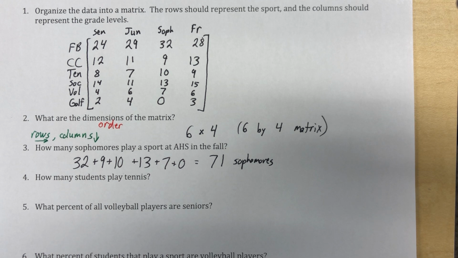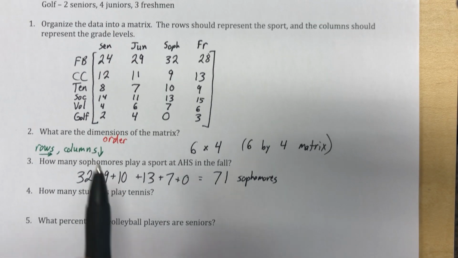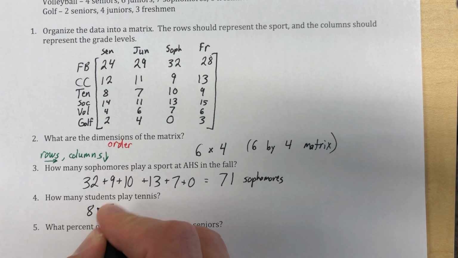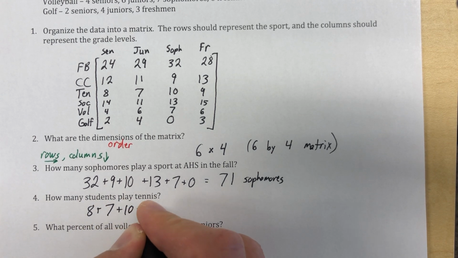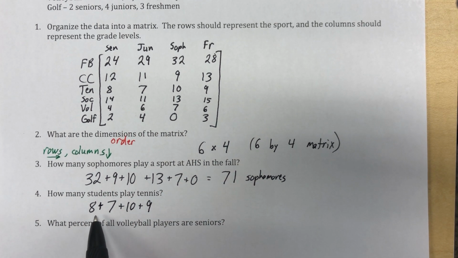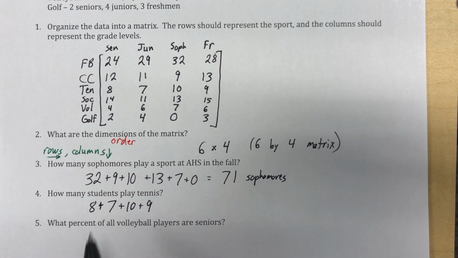Students, like Alma seniors, juniors, sophomores, and freshmen. So now I'm going to add up tennis. Tennis is 8, 7, 10, and 9. So 8 plus 7 plus 10 plus 9, and I think that's 34. We'll double check that. That's not 34, that's way off. Yeah, it is right, it is right.